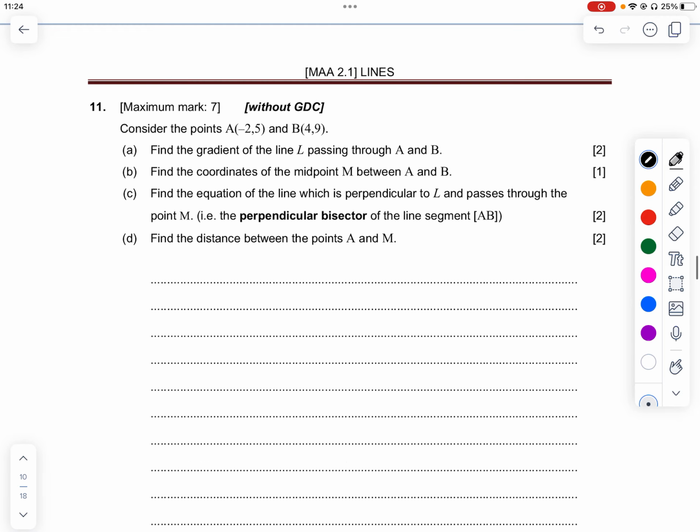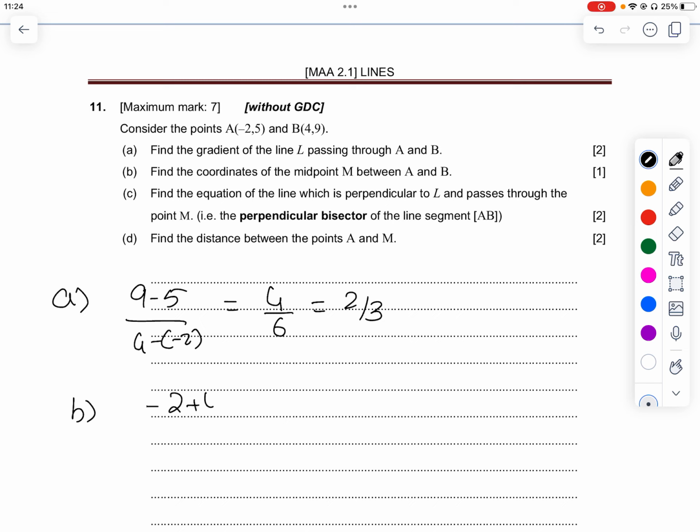Question number 11. Find the gradient of L passing through A and B. So (y2 minus y1) by (x2 minus x1), which is 4 upon 6, which is 2 upon 3. Find the coordinates of the midpoint. (x1 plus x2) by 2, (y1 plus y2) by 2. So which is (1, 7).